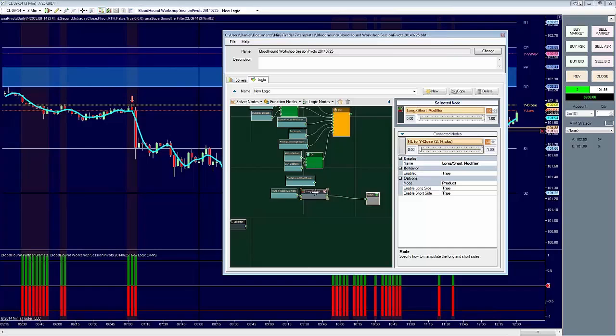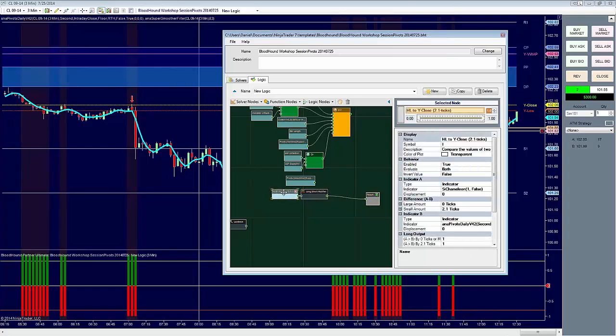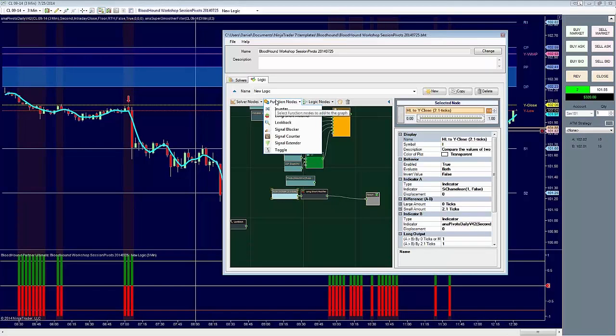The more efficient and proficient you get with BloodHound, the more you'll start to use more and more of these function nodes, because this is really the power of BloodHound, these function nodes and the logic nodes. You can really create just about any condition you can think of.